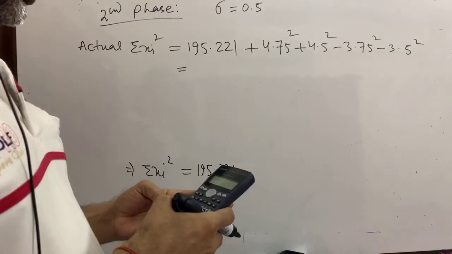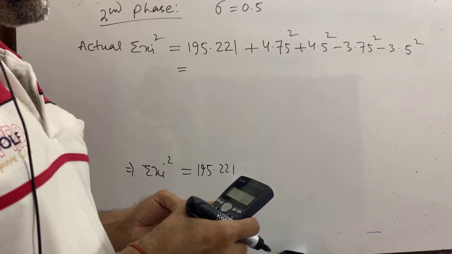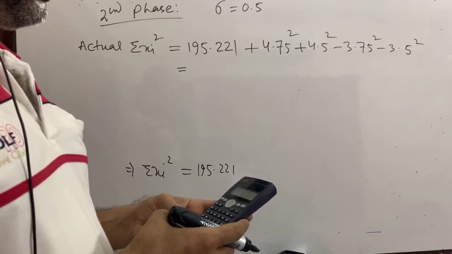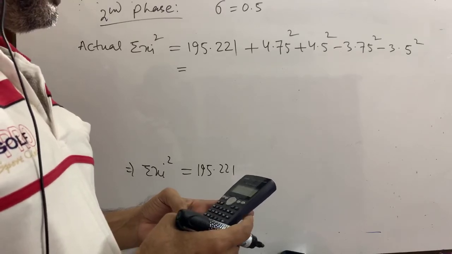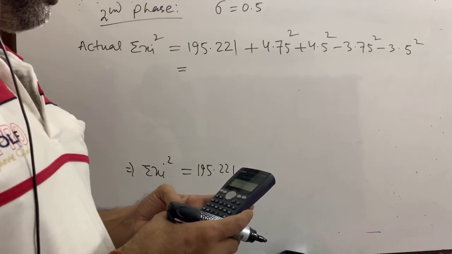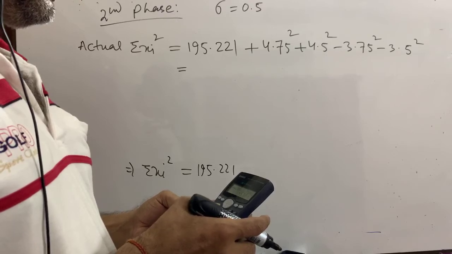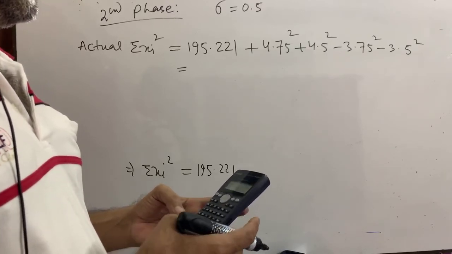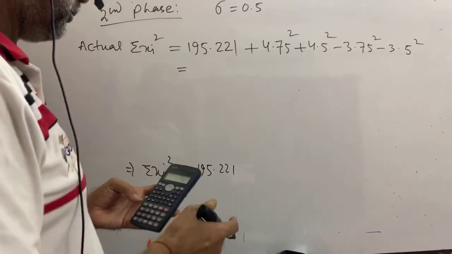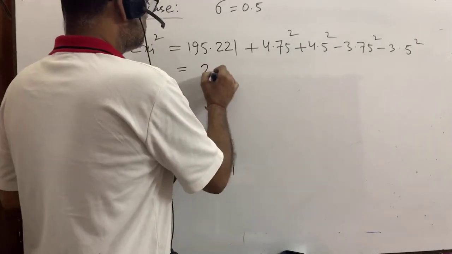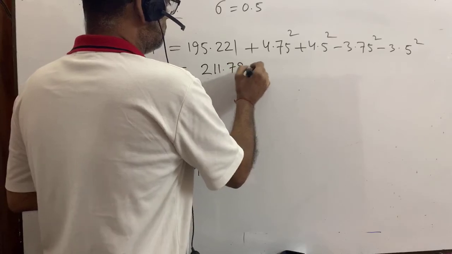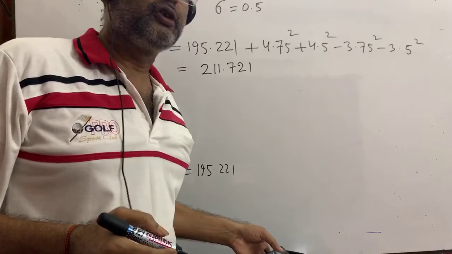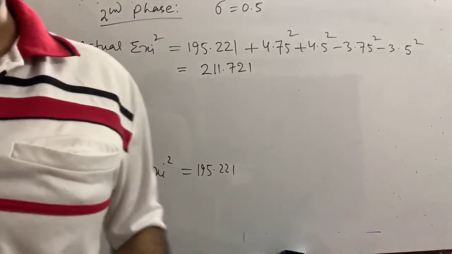Plus 4.75 square plus 4.5 square minus 3.75 square minus 3.5 square is equal to what? 211.721. Okay, all of you are required to please calculate. I may be wrong.